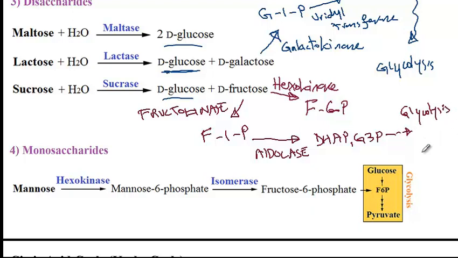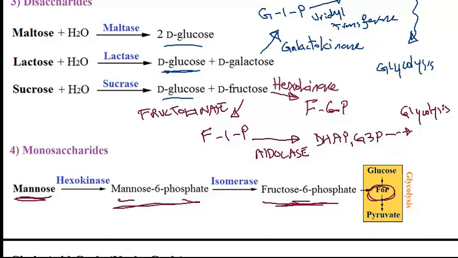And then finally we have the monosaccharides like mannose, which is another hexose sugar that is closely related to glucose and is often released from digestion of different polysaccharides and glycoproteins. Now mannose via the hexokinase enzyme will be converted into mannose 6-phosphate, which via the isomerase converts into fructose 6-phosphate, and then fructose 6-phosphate can now enter the glycolysis reaction and carry out this pathway.